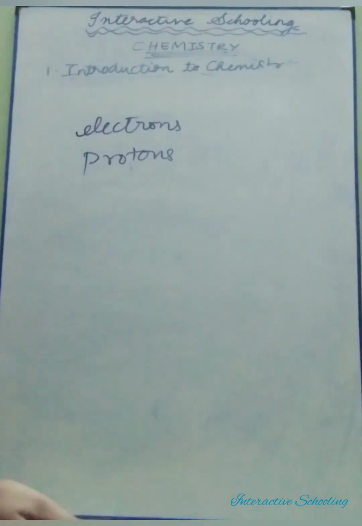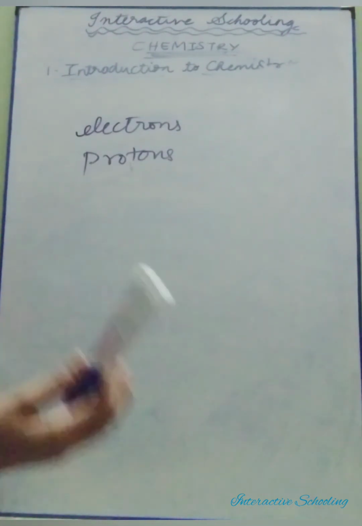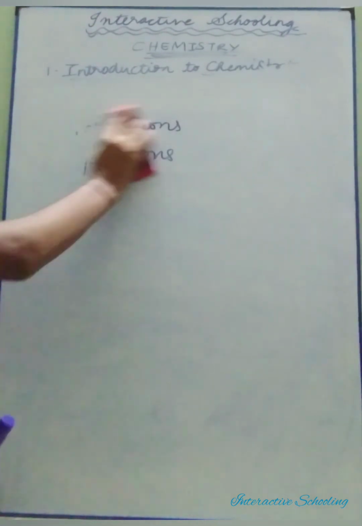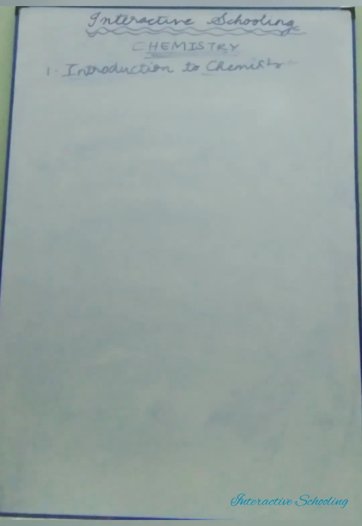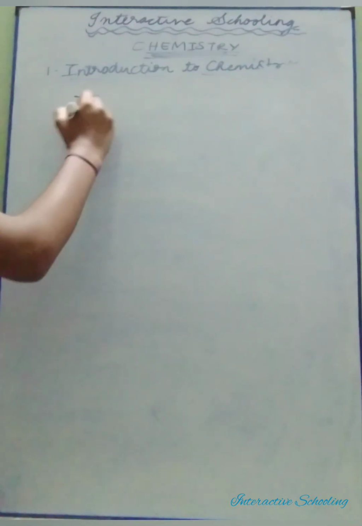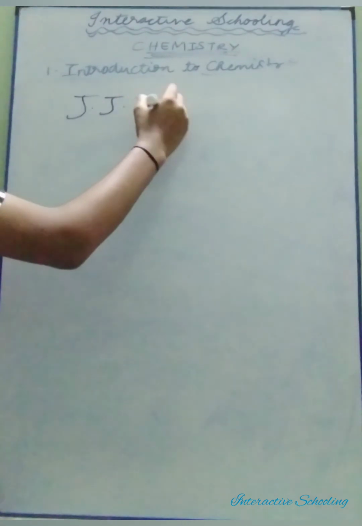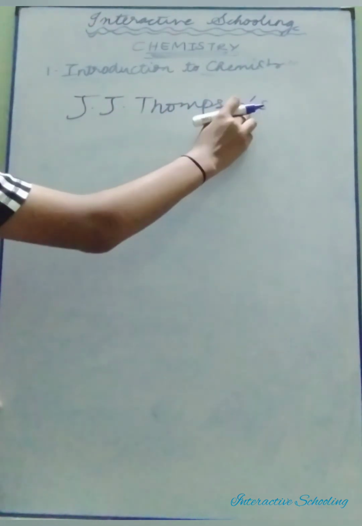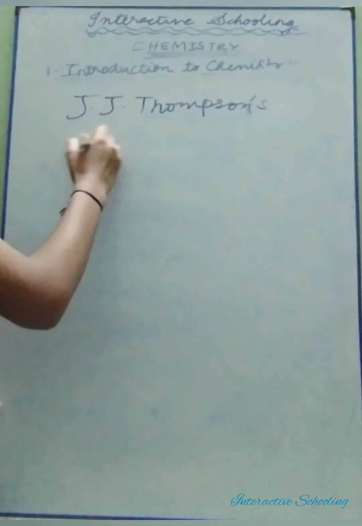So as I always say, if you have not watched the previous video or if you don't know the concept, just go and take a look at that video so that you get a continuity on this one. So they discovered the electrons and protons, and with this they proposed some atomic models. The first one was J.J. Thomson's plum pudding model.